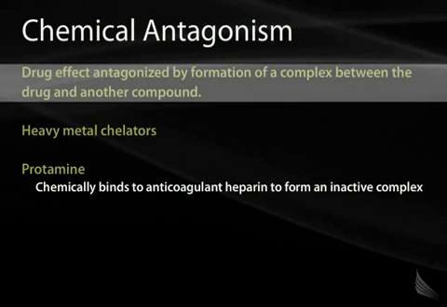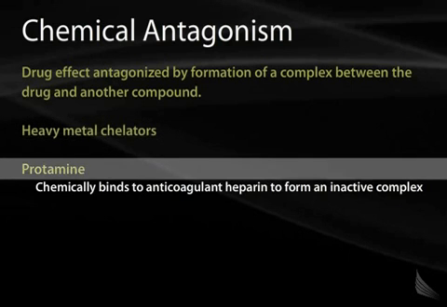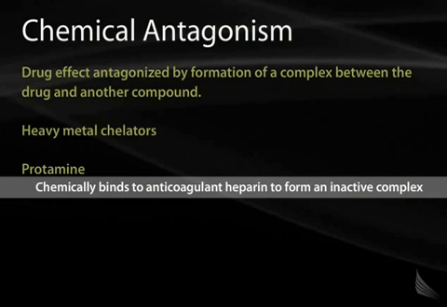Chemical antagonism involves molecules being antagonized by other molecules other than drugs. So, for example, tetracycline plus calcium causes antagonism, because calcium inhibits the ability of the tetracycline to bind to its receptor, which would be the bacterial ribosome. Protamine, which is a heparin inhibitor, chemically binds to heparin to form an inactive complex.